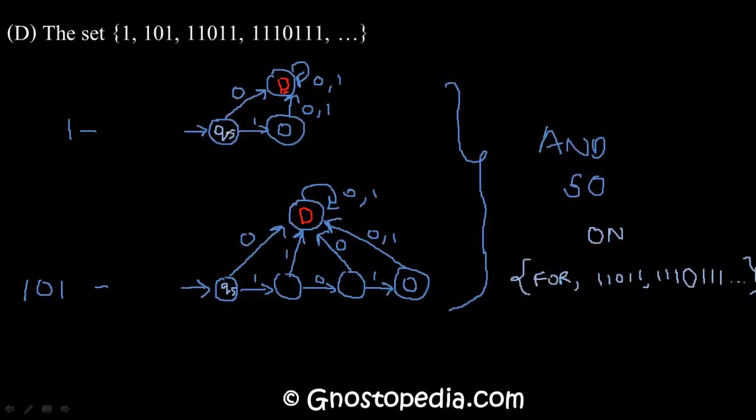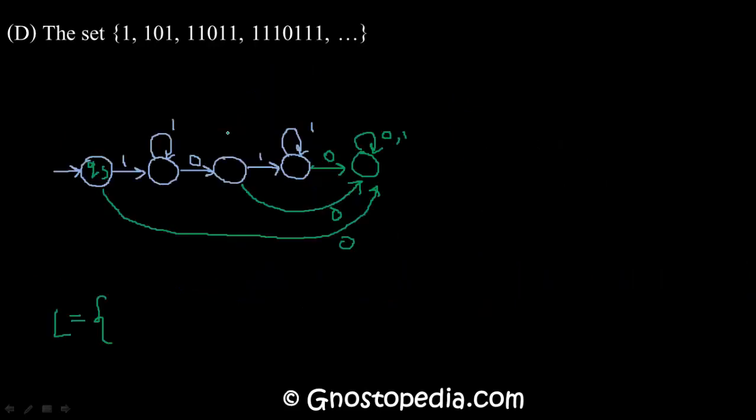Now for the set 1, 101 and so on, we can draw DFAs for each of the strings as follows. Here I have drawn for 1, 101 and the same repeats for the rest of the strings. However, one might very well argue that this can be a DFA solution for the above set. However, firstly, 1 is not accepted by this DFA.